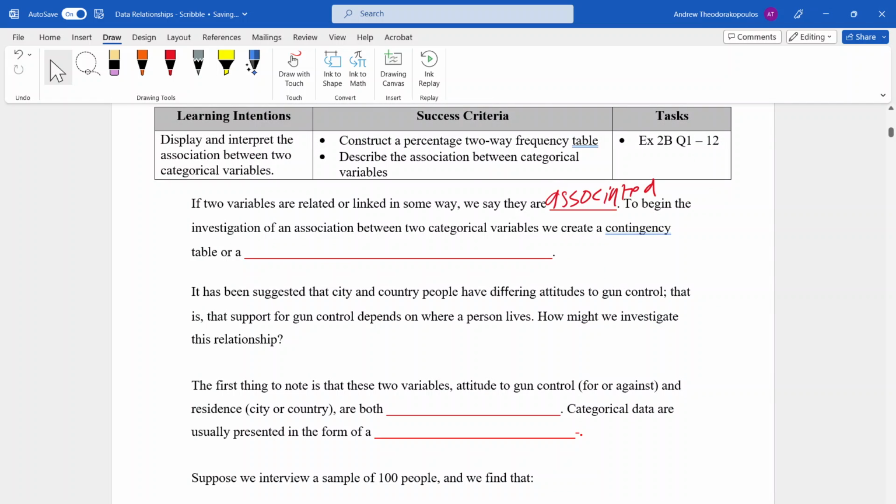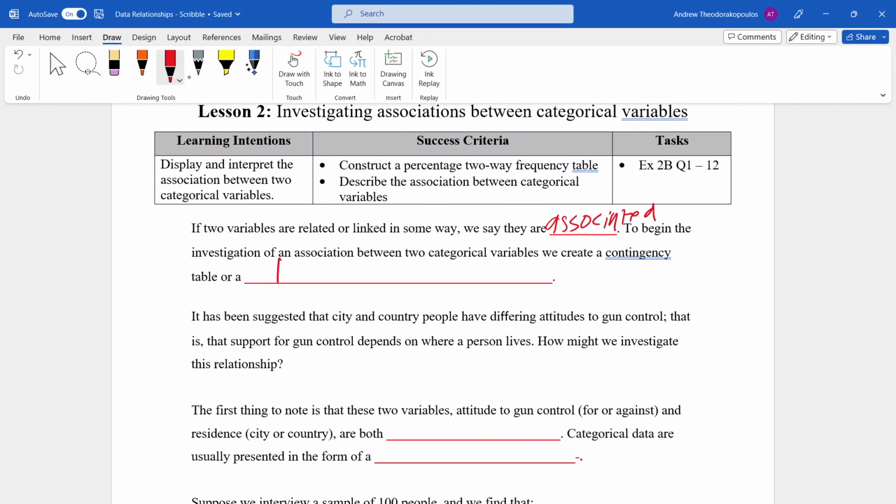To begin the investigation of an association between two categorical variables, we create a contingency table, or what's better known as a two-way frequency table.